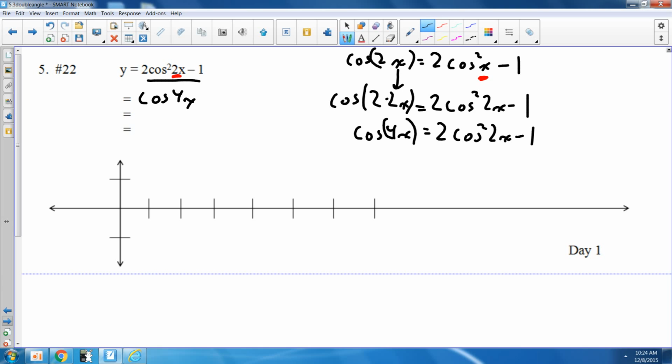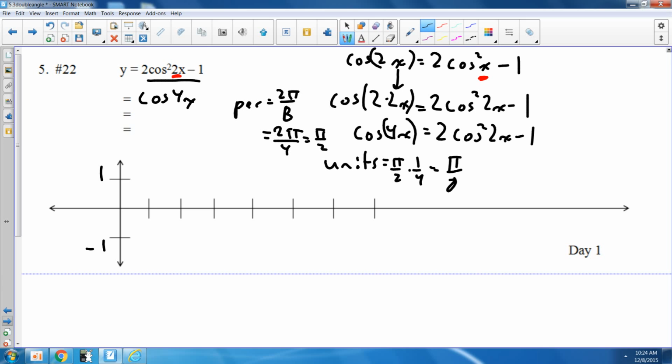Now, graphing that becomes pretty easy. The only thing that's different is the period. The period is equal to 2 pi over b, which equals 2 pi over 4, or pi over 2. The units are going to equal pi over 2 times 1/4, or pi over 8. When you go to the graph, it becomes adding pi over 8 each time. And looking at these points, it's positive cosine. So I'm looking at that.